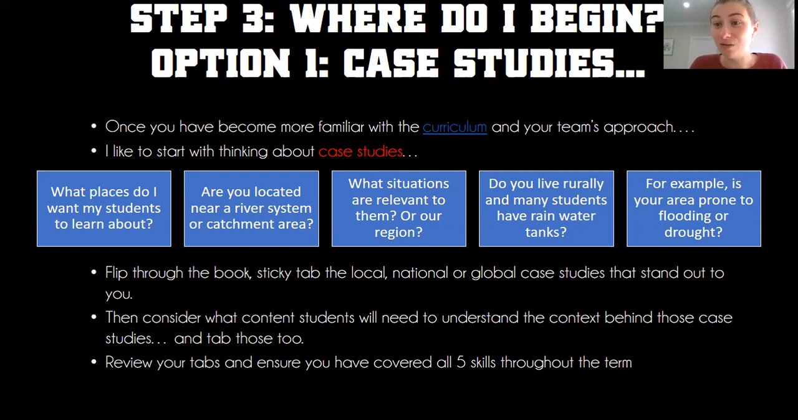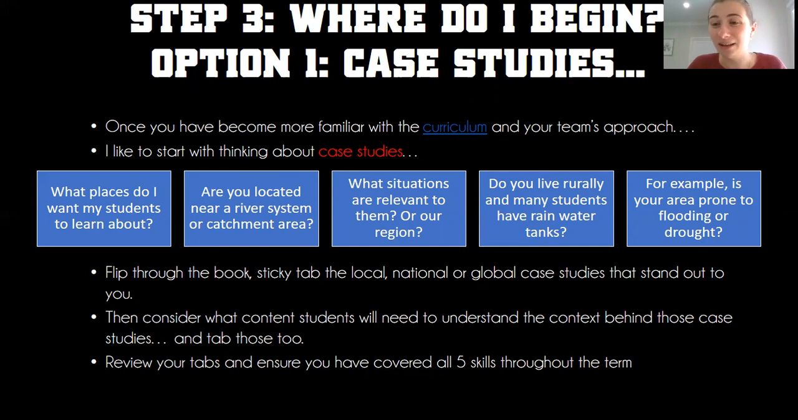Are you located near a river system or a catchment area? Again, we're referring to this Year 7 Water in the World case study unit example. So if you're near something like that, amazing. You've instantly got a really well-known case study for your students to reference. What situations are relevant to them, your region? Do you live rurally and lots of students have water tanks, for example? Are you in a flood-prone or drought-prone area? Can you link that into your case studies?